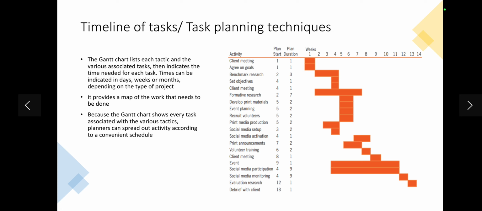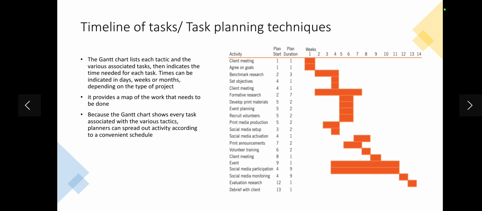But when you come to benchmark research, that is the formative research, the person doing the strategic plan says benchmark research will start in week 2. That is after they have met the client, they have agreed on goals and all those things. Then they do their benchmark research. It says it will take 3 weeks, so it starts from week 2 to week 5. And then certain objectives will come in week 4 and it will take 1 week.